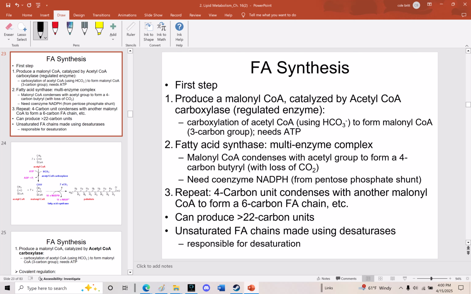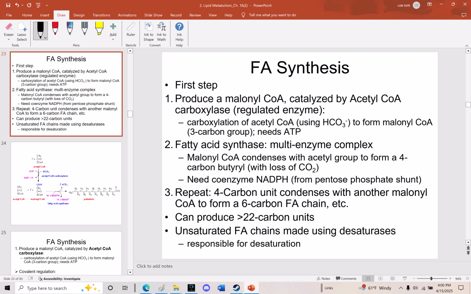And we do need ATP. We're building something. That's why you only want to do it when you have extra energy lying around, when you're in the fed state. So we're in the fed state right now. And this enzyme is the major enzyme that you need to remember. We'll talk about how it's regulated in a second. But that's the first step. You're going to make malonyl-CoA simply by putting a carbon onto acetyl-CoA.